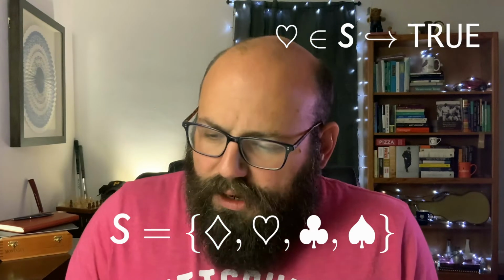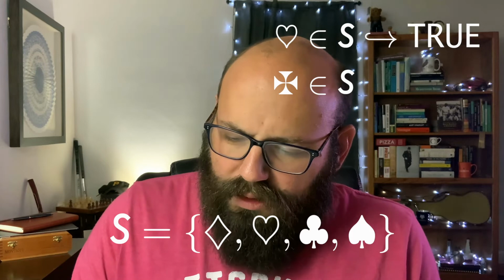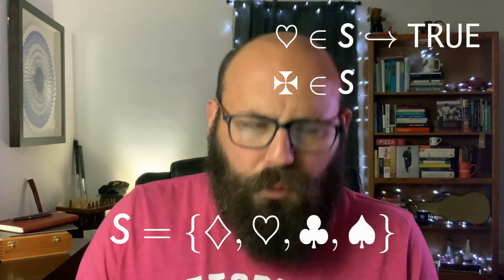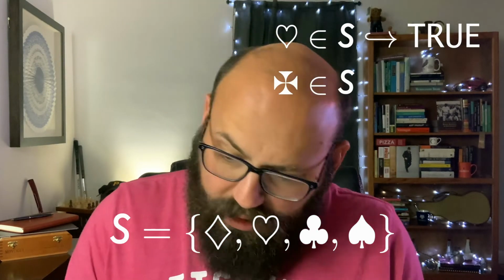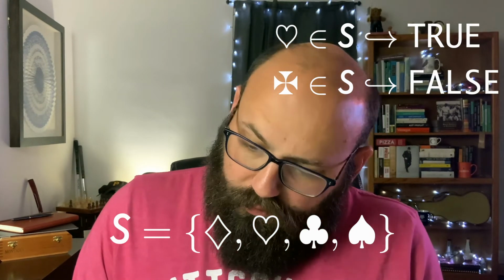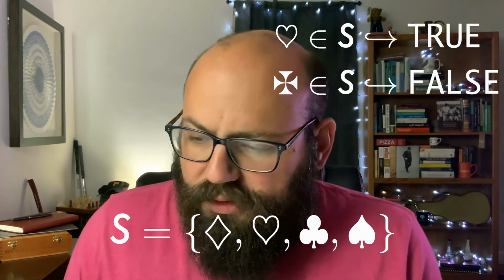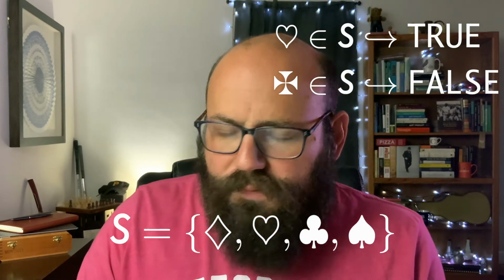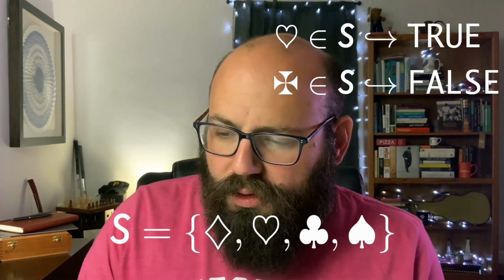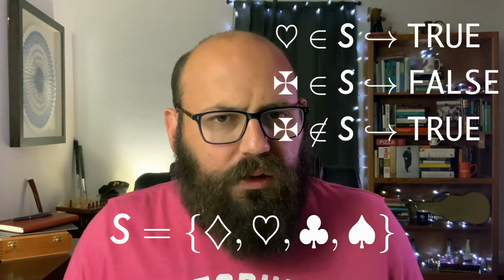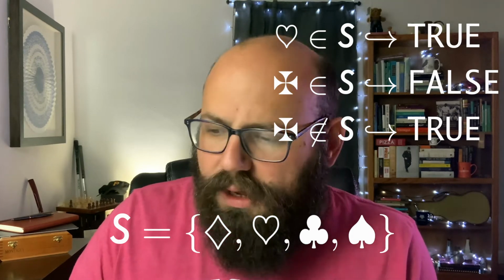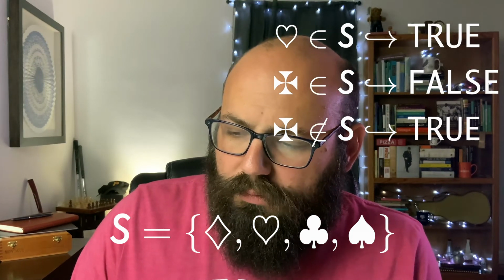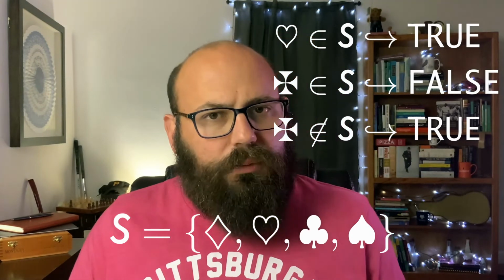What's something that isn't in S? Well, let's think about a Maltese cross. I love the Maltese cross. Isn't it beautiful? It's so pretty. Underrated. Nevertheless, it's not a suit in a standard deck of playing cards. So it is not true that Maltese cross is an element of S. And so if I wanted to write that as a true statement, I would put a slash through that element, and that reads, Maltese cross is not an element of S. I also could have just negated. I could have used the negation symbol: it is not the case that Maltese cross is in S. Easy.